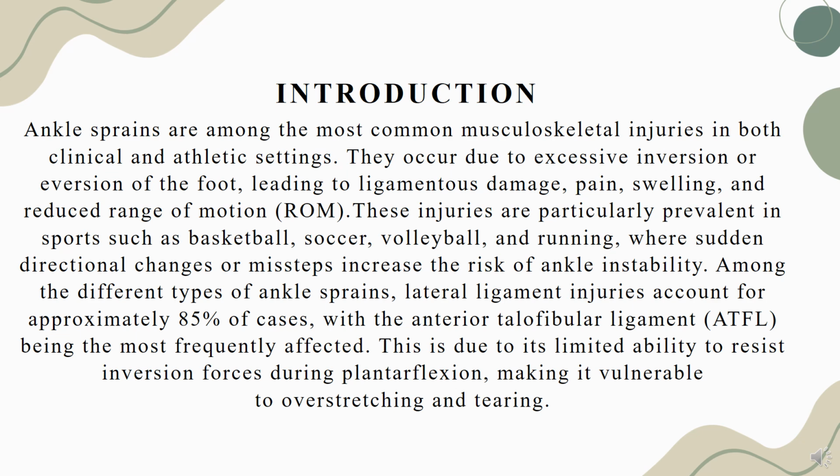Among the different types of ankle sprain, lateral ligament injuries account for approximately 85% of cases, with the anterior talofibular ligament being the most frequently affected. This is due to its limited ability to resist inversion forces during plantar flexion, making it vulnerable to overstretching and tearing.